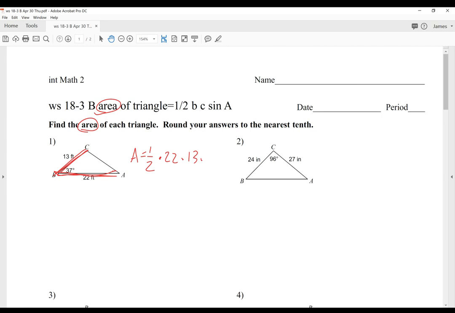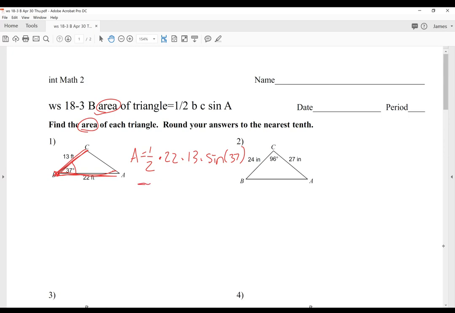But these are not 90 degrees. The 13 is not the height, so we must adjust it by multiplying by the sine of the angle between those two. So remember, you need to multiply by the sine of the angle between them. It's going to be important in a few minutes.